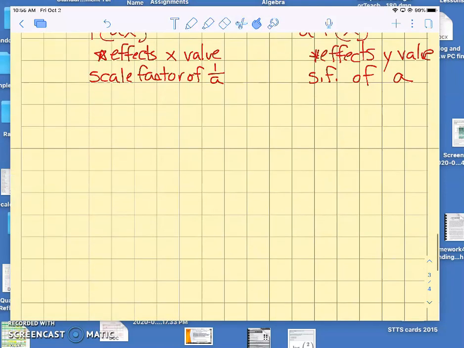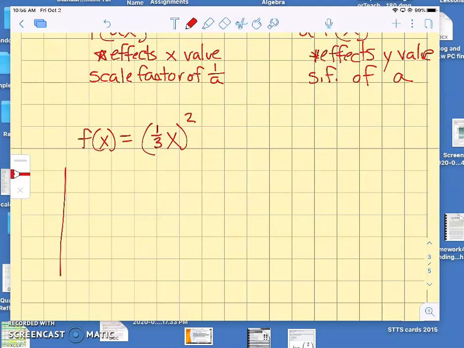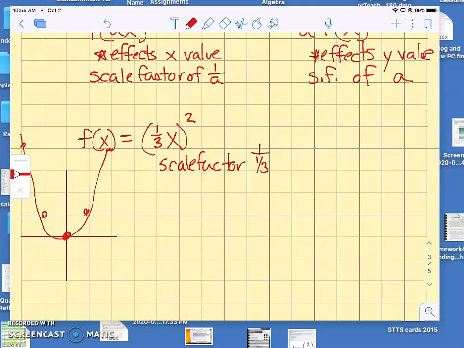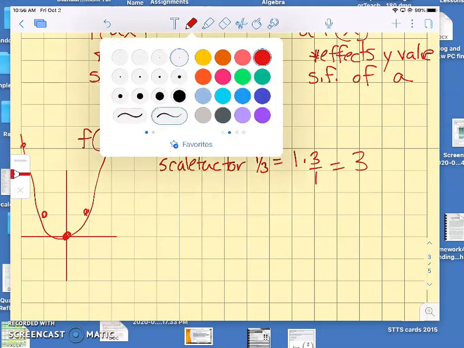So if we have an example here, let's say we have f of x equals 1/3 x squared. So for example, if we had to graph this, we know a basic parabola: 0, 0, 1, 1, negative 1, 1, 2, 4, negative 2, 4. So this affects the x by a scale factor of 1 over 1/3, which is really 1 times 3 over 1. So by a scale factor of 3. So this is going to get 3 times wider.